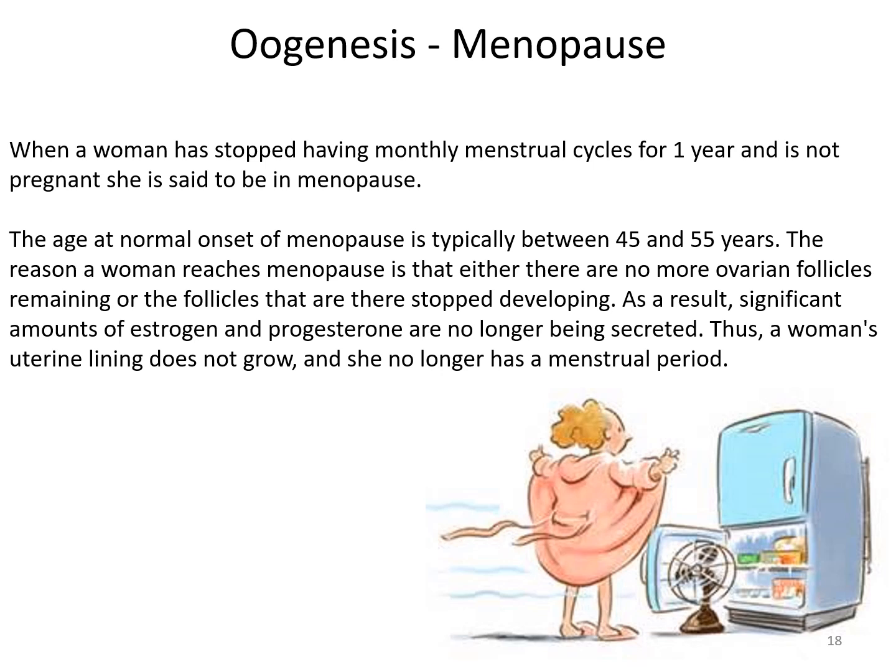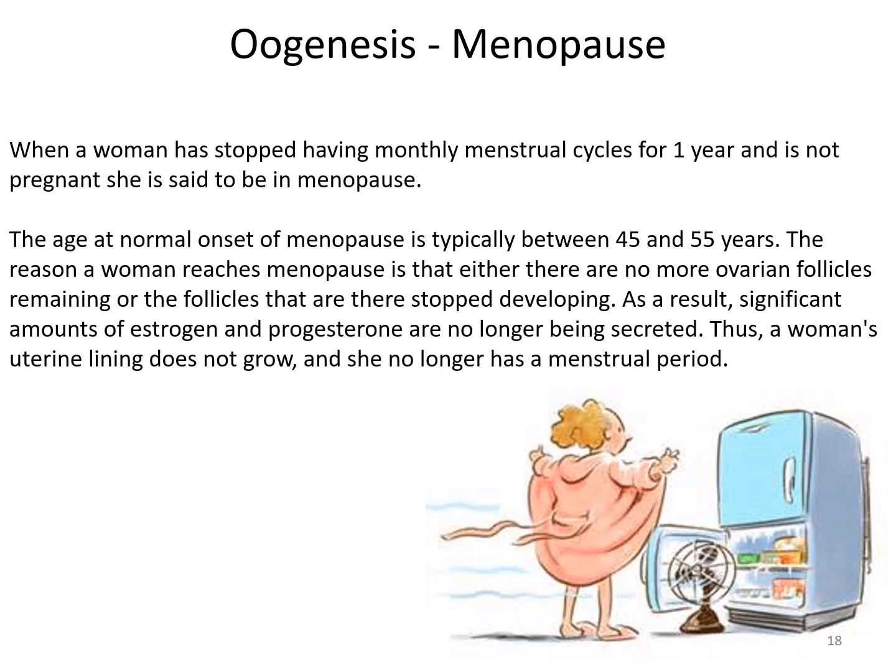Okay, so that is happening, what we just talked about was happening on a roughly 28-day cycle, all the way from puberty to menopause. And here's what happens when we get to menopause. Once a woman has stopped having a monthly menstrual cycle for 1 year and she's not pregnant, she is said to be in menopause.